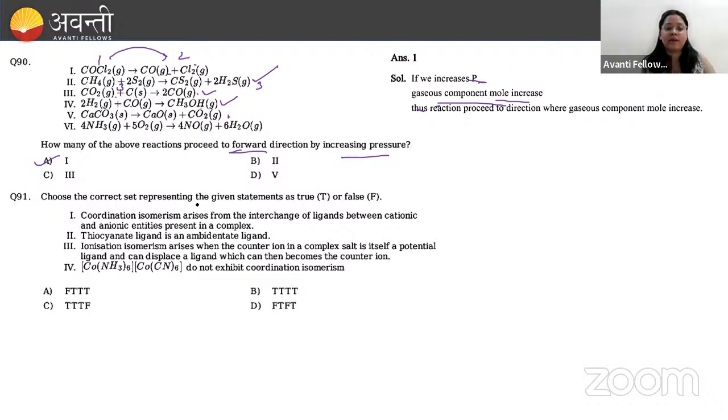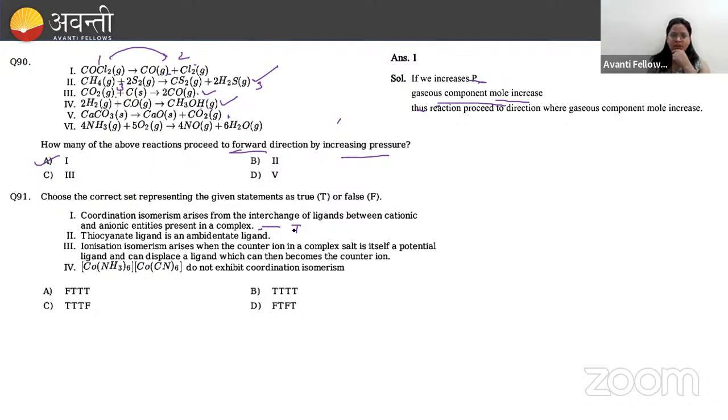Next, choose the correct set representing the given statements. We have 4 statements and we need to say whether each is true or false. First, coordination isomerism arises from the interchange of ligands between cationic and anionic entities present in the complex. Yes, this is a true statement. Next, thiocyanate ligand is an ambident ligand. Yes, this is also true. SCN minus is an ambidentate ligand. It can attach with S, and it can attach with nitrogen also. That's why it is known as an ambident ligand.